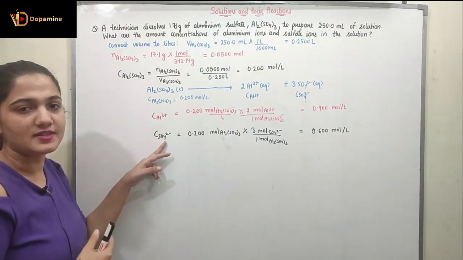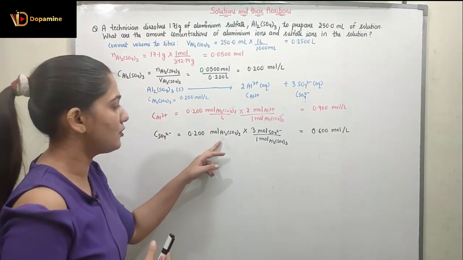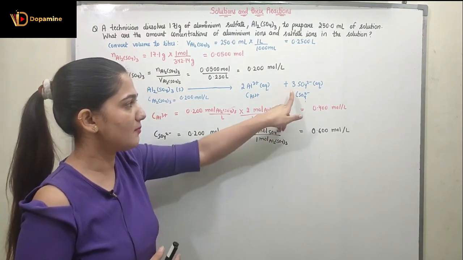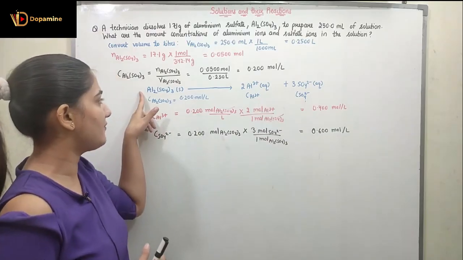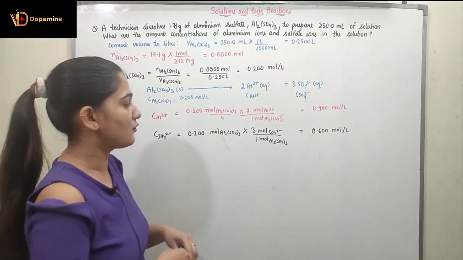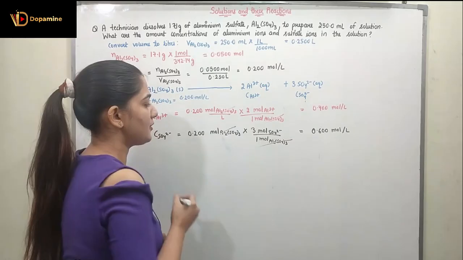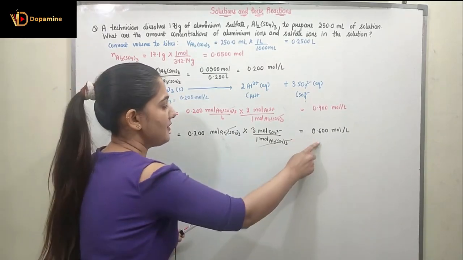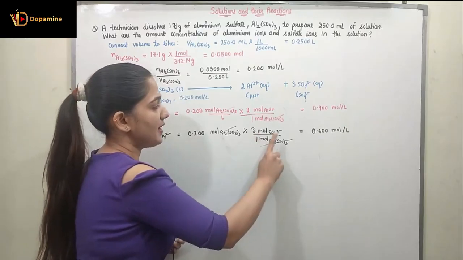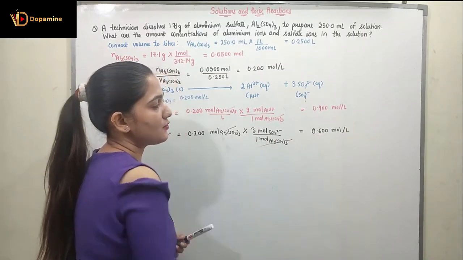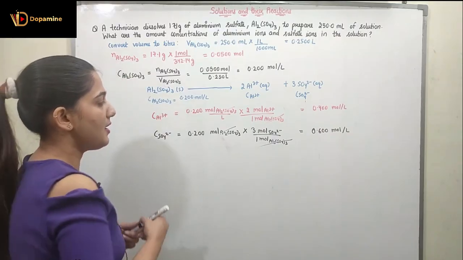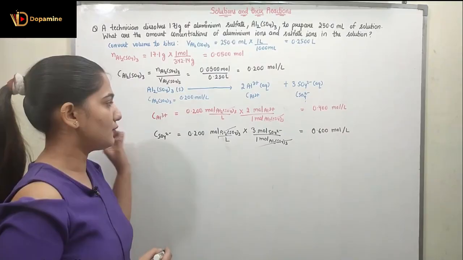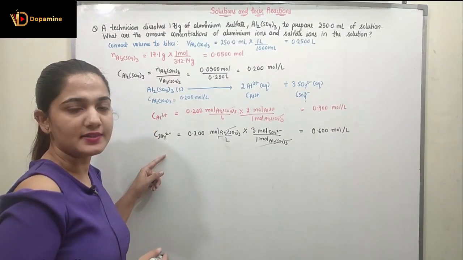Similarly we can find out the concentration of sulfate ion: 0.200 mole of Al2(SO4)3 multiplied with 3 mole of SO4 2-, because here we have the coefficient 3, divided by 1 mole of Al2(SO4)3. So 1 mole Al2(SO4)3 is getting cancelled out with the mole of Al2(SO4)3, and we are going to get 0.200 multiplied with 3, which is 0.600 mole per liter, right? So here we have the liter as well. So in this manner we can find out the concentration of Al3+ and the sulfate ion.